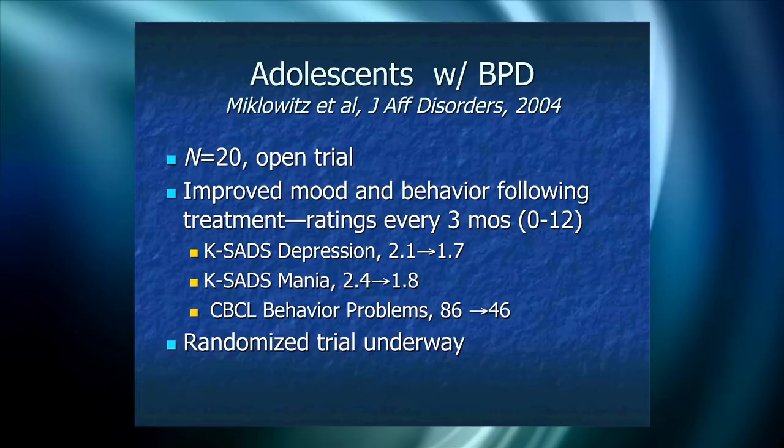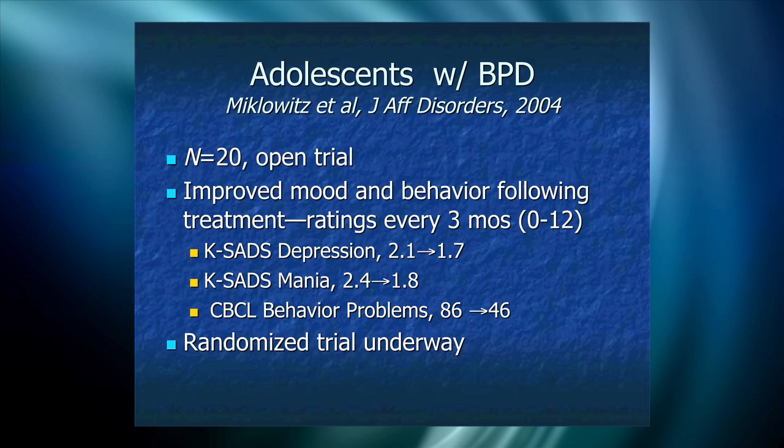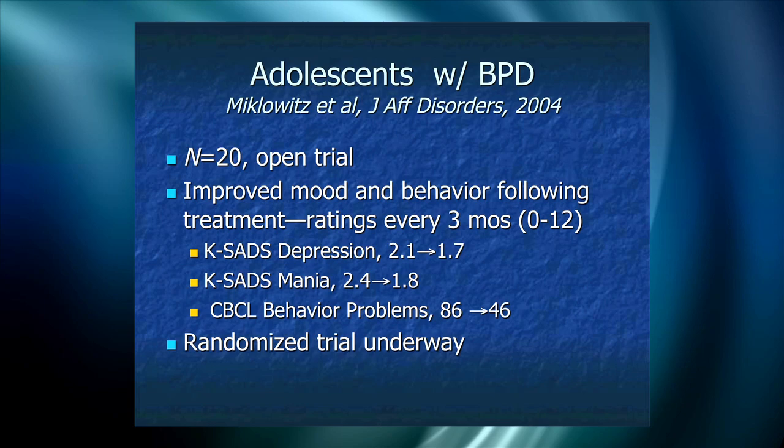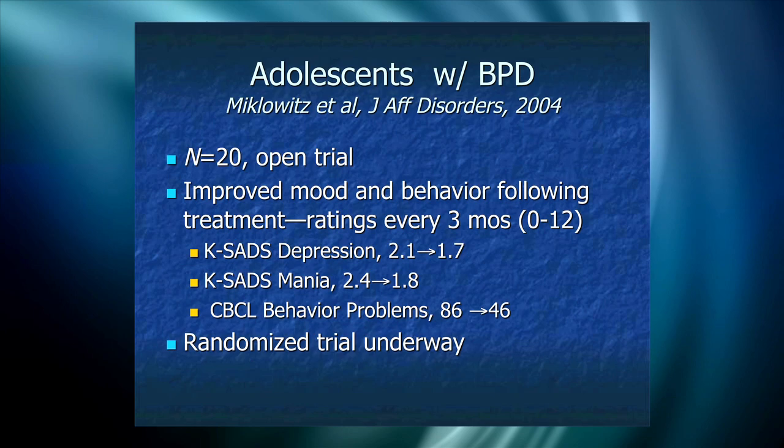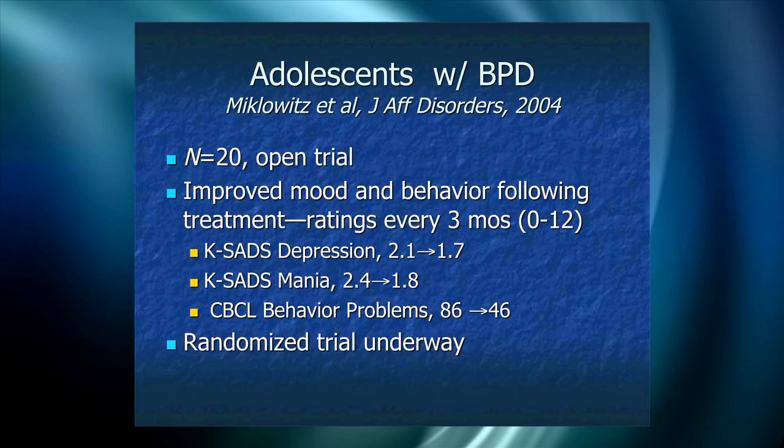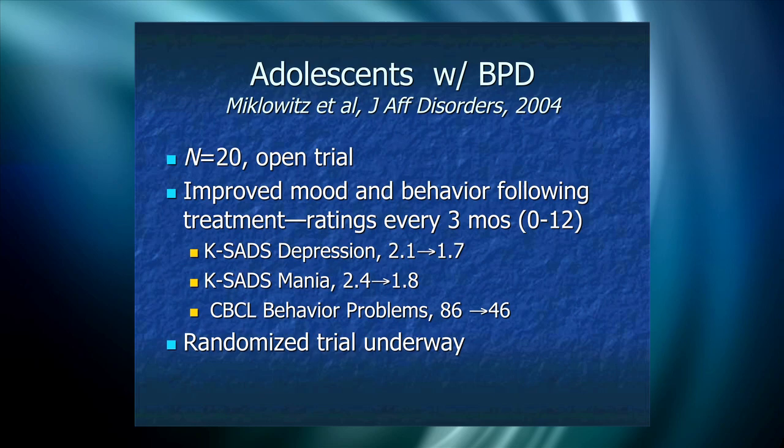Then Dr. Michlowitz decided, as I said earlier, that adolescents are more fun, and they started with an N of 20 open trial and found that mood and behavior following treatment improved. They did ratings every 3 months for 12 months and found that the KSADS depression score came down, the KSADS mania score came down, and the child behavior checklist behavior problem T score came down by 4 standard deviations. And they're currently completing a randomized clinical trial.